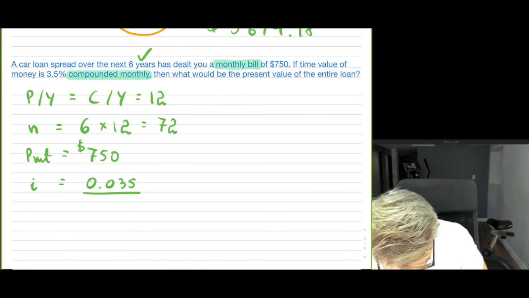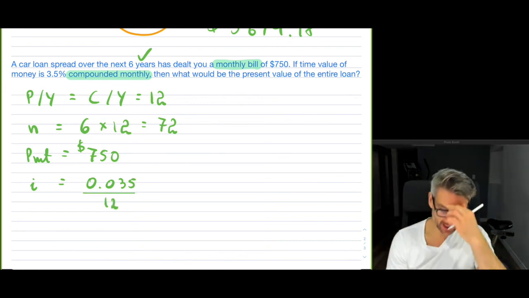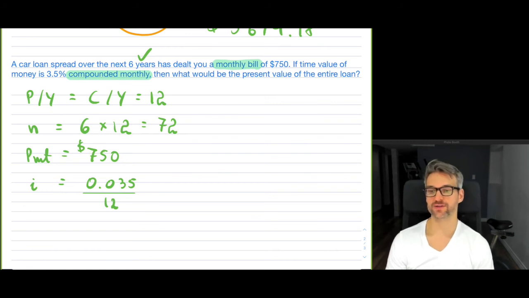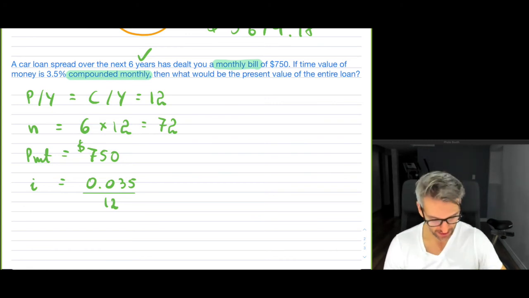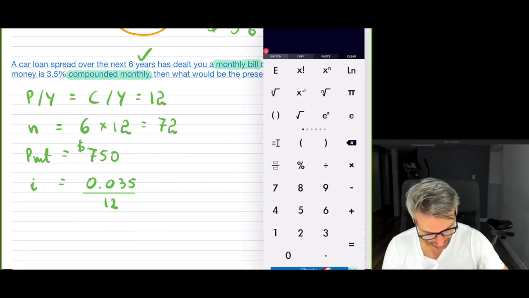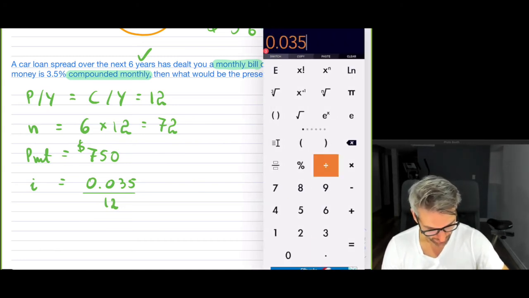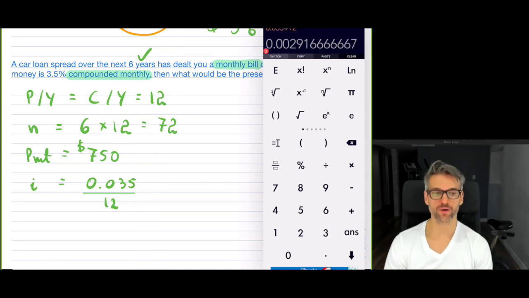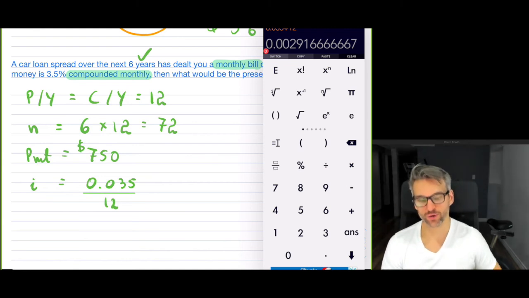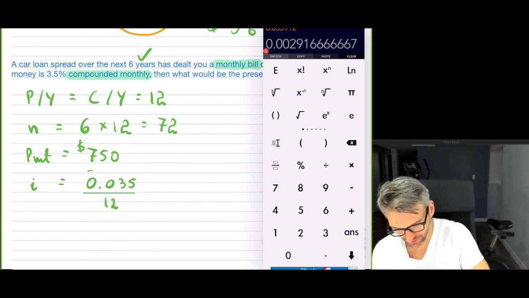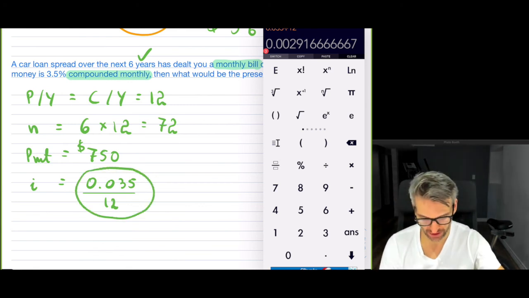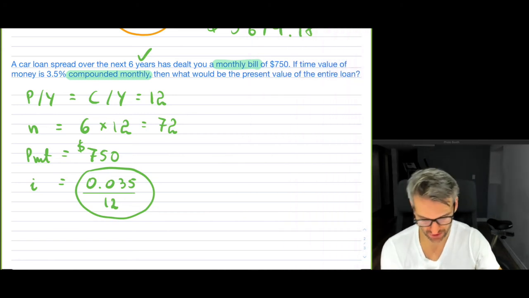0.035 divided by 12. In this case, I'm actually not going to simplify this 0.035 divided by 12, because if you do, it's going to give you an annoying small decimal. What some students do is they don't put all of the 66666 in, and then your answer is off a little bit. So if I notice this happens, I just leave it as a fraction and input it into my calculator as a fraction.